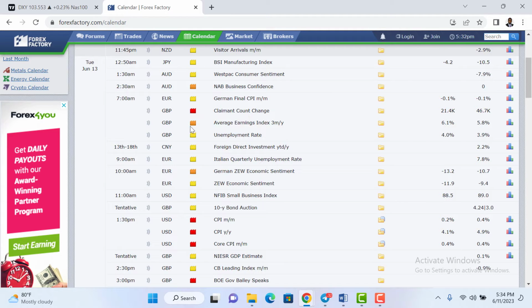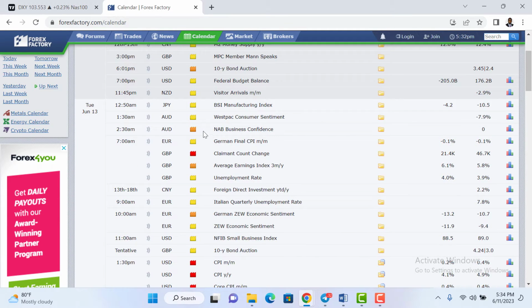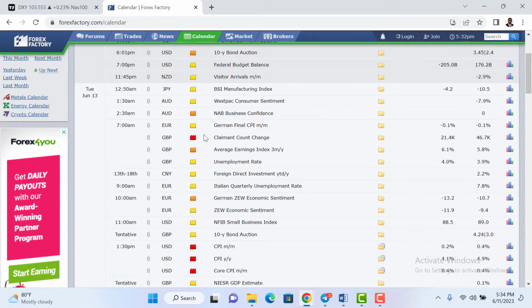This will reflect relative to your zone and local time in your country. If you want to set your Forex Factory to reflect your local time, all you need to do is go here and click the time here, then set your time. Then we have a medium impact event coming on the Australian dollar around 2:30 a.m. This should be around the Asian session.